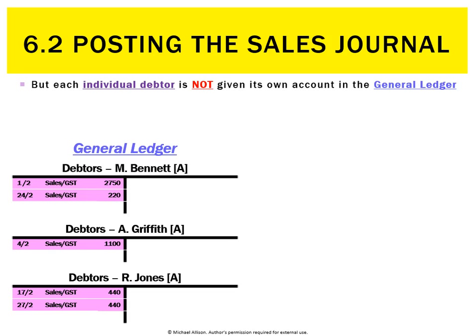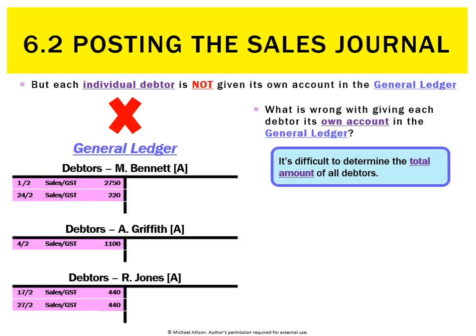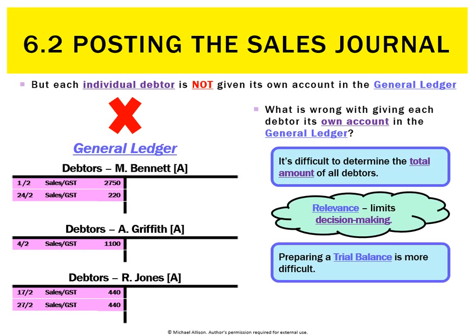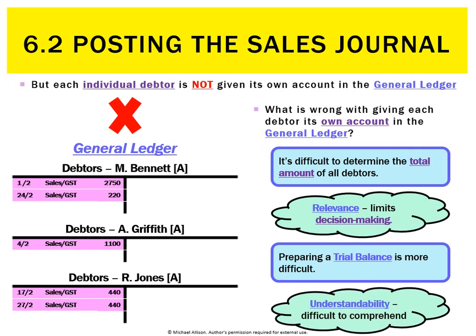What we're not going to do is make a separate ledger for each debtor. So that's actually not how we're going to go from now on, and the reason is it's going to be difficult to determine the total amount of debtors. So if we had 20 debtors, we then have to go and add up the individual balance of each one. So that will limit our decision making. Secondly, doing a trial balance or a balance sheet will be quite difficult. It's going to be a very big current assets section with so many debtors listed in it.